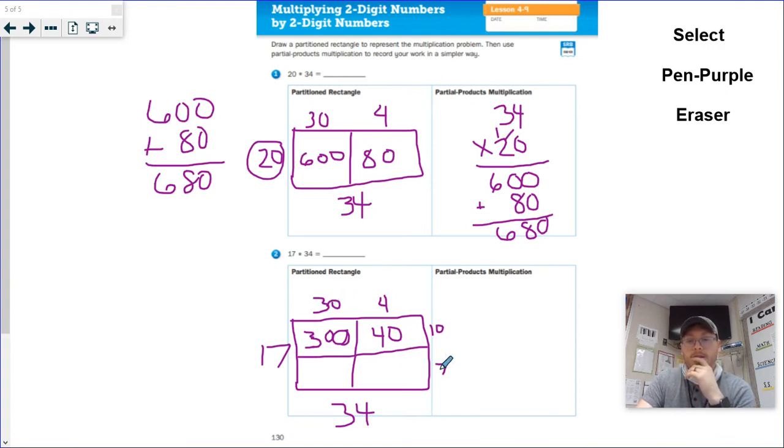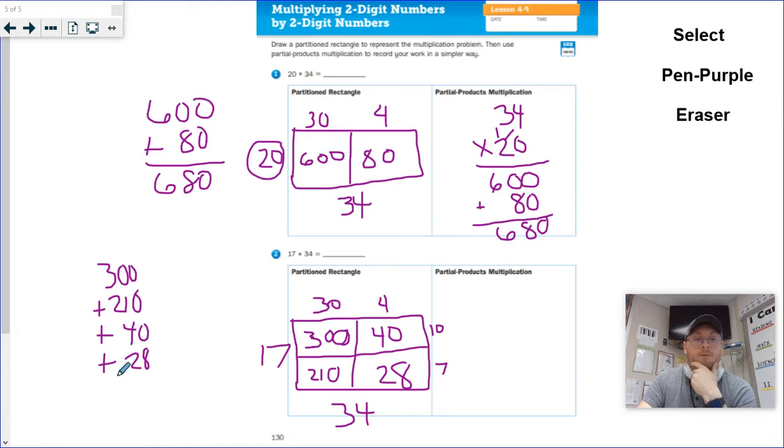So now 30 times 7. 3 times 7 is 21. Add my 0. 4 times 7, that's 28. Now, I take all 4 of these numbers in my boxes, my partial products, and I add those together. 300, and I like to order them based on their place value. Okay, so I have 8, I have 4, 5, 6, 7, 2, 3, 4, 5. 578. Okay, 578 is my answer for here.